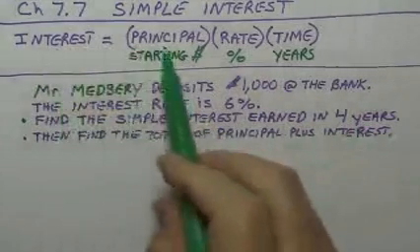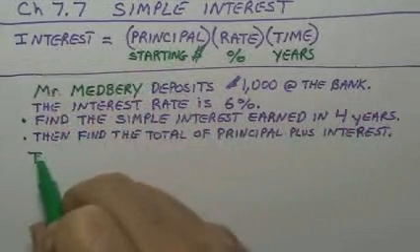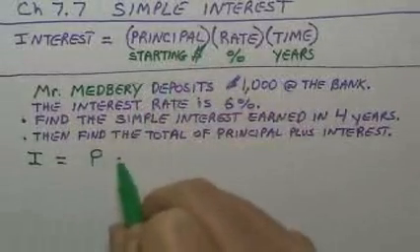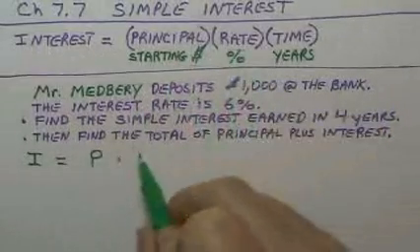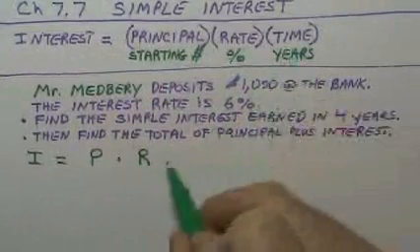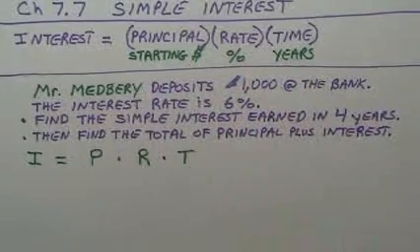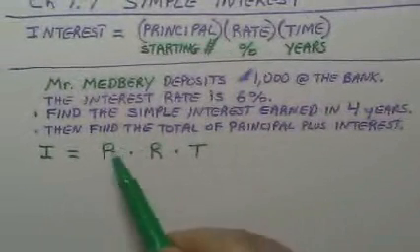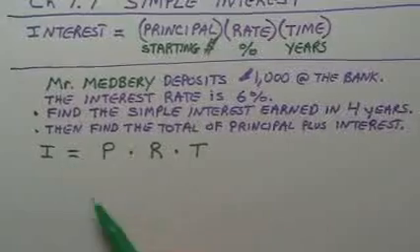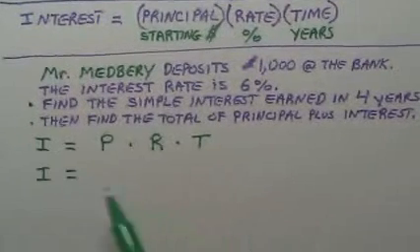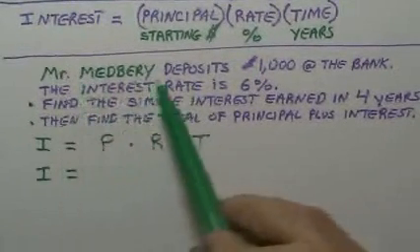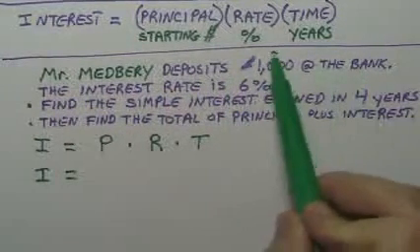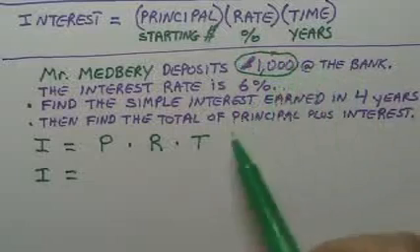Well, here's our formula for interest. Interest equals the principal, I'll just use the letter P, times the rate times the time. And so all we have to do is just plug in the numbers for that. Principal, rate, and time is the interest. Start with the principal. It says Mr. Medberry, or whoever it is, deposits $1,000 at the bank. That is a principal. $1,000.